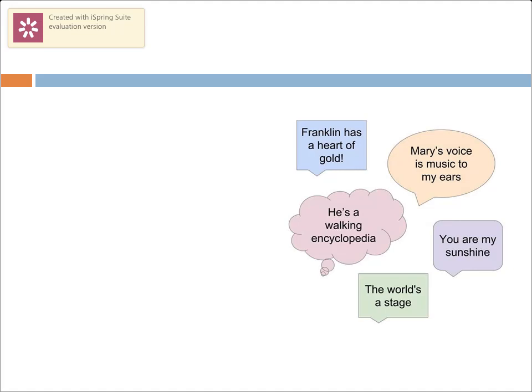Let's look at some more examples of metaphors. Franklin has a heart of gold. Mary's voice is music to my ears. He's a walking encyclopedia. The world's a stage. You are my sunshine. If you observe, you are not using words like as or like to make the comparison, and there is a hidden meaning in each of these expressions. They are metaphors.